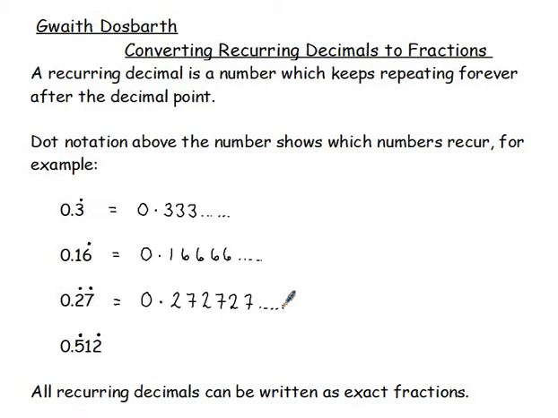And finally, 0.512. You can see you've got a dot on the 5 and you've got a dot on the 2. So the dots go on the first and the last number of the pattern. So the 512 is going to repeat on and on and on. So for example, 0.51251251251, etc.